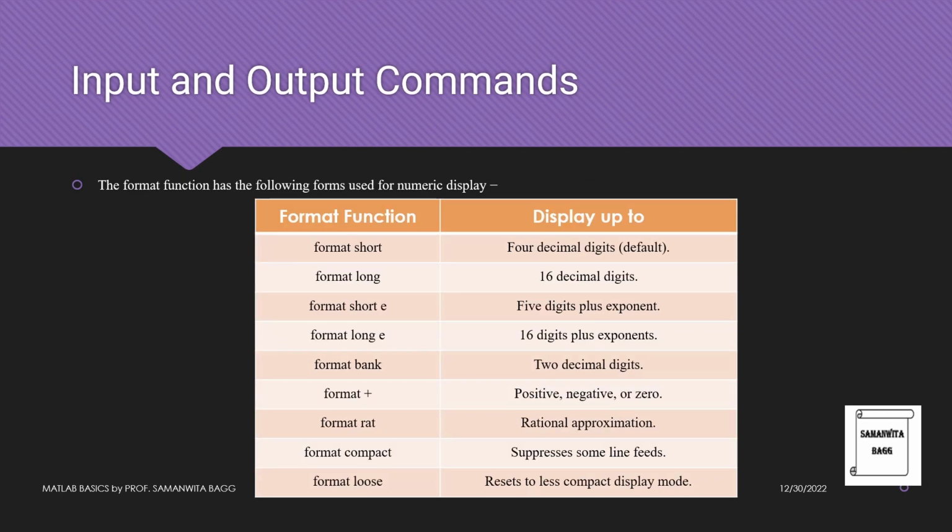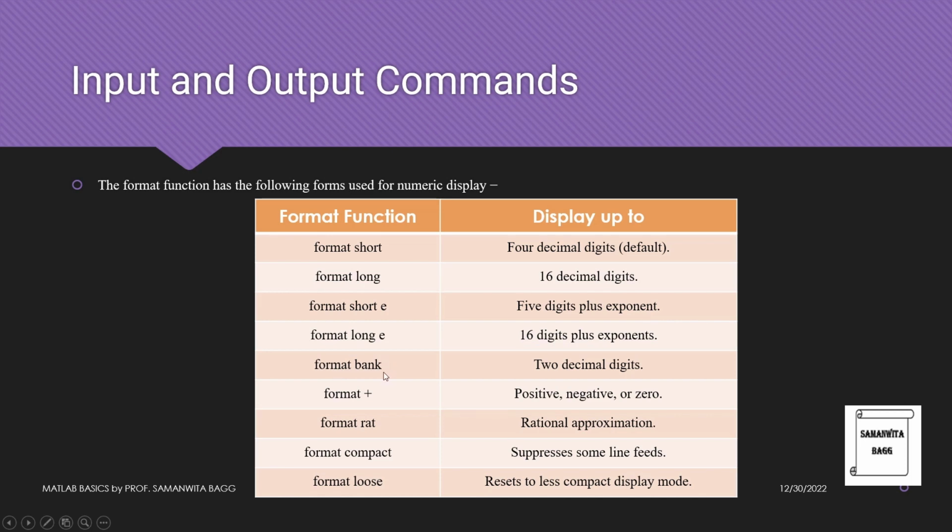Next are some format functions which you can see here, and how each is going to display is what we are going to see. Suppose if you write format short, it will show the value as 4 decimal digits. This is a default setting of MATLAB. When I say format long, it is showing 16 decimal digits. Format short e is 5 digits plus exponent, like e raised to something. Format long e is 16 digits plus exponents.